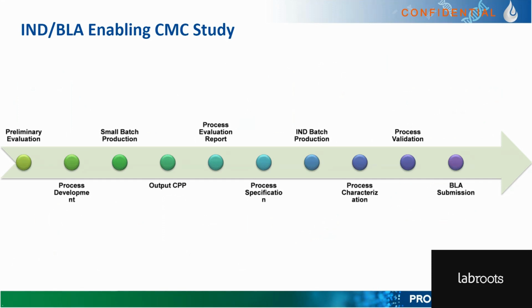So this is a path for IND and BLA CMC study. We started with a preliminary evaluation, then followed up with the process development and a small batch production. To that, we can lock down the critical process parameters and move on to process evaluation report and settle on the process specifications. An IND batch production is then completed, followed by process characterization and validation studies. Finally, the BLA will be submitted as is.